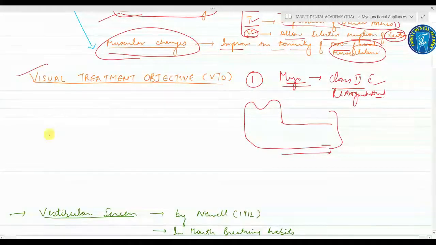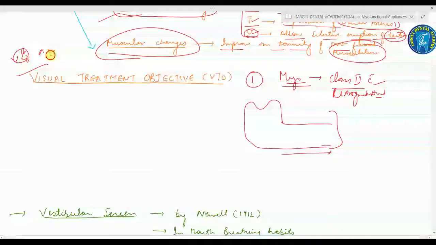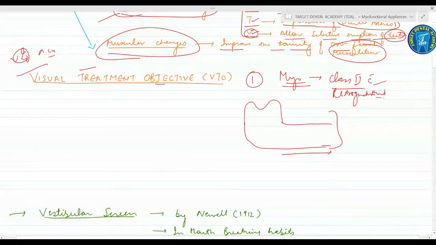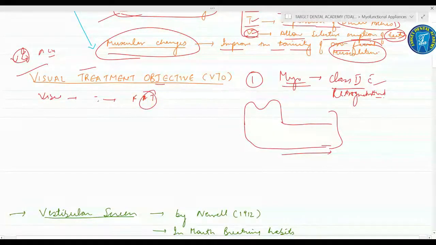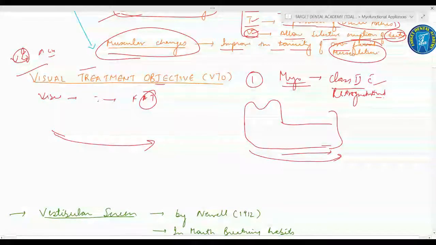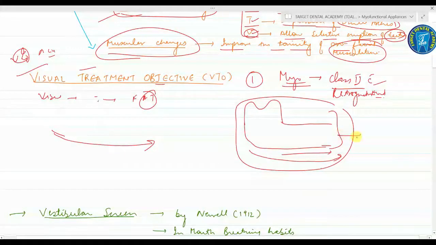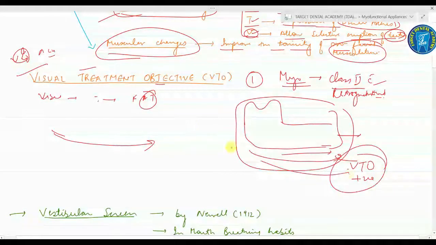Now next is the VTO, very important for your MCQ. So the VTO means the visual treatment objective. This is a test that enables us to visualize how the patient's profile looks after the functional appliance therapy. It is performed by asking the patient to bring his mandible in a forward direction. If there is an improvement in his or her profile, that is, if the VTO is positive, then we proceed with the myofunctional or the functional appliances.